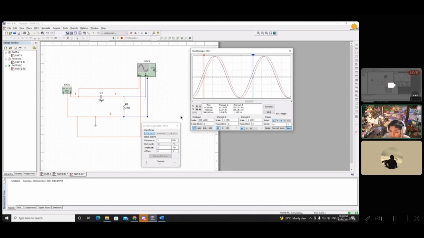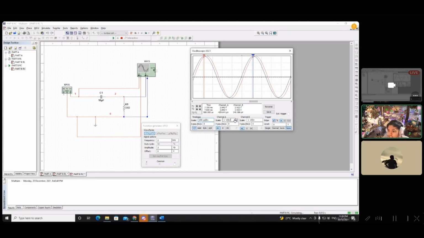So for the oscilloscope, you must first set the time base, channel A and channel B until you get the perfect waveform as you like. If you change the time base, it will change the x axis, which is the period. So we need to change it until we get one nice, perfect period.